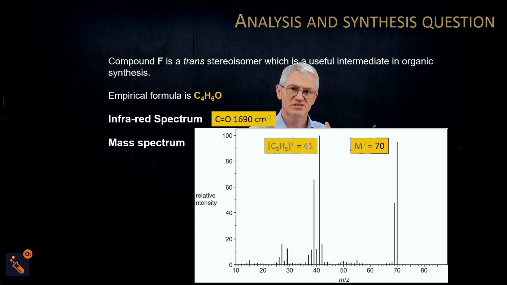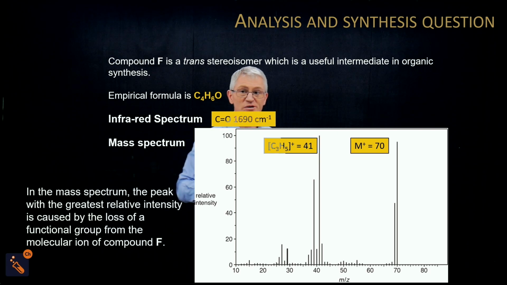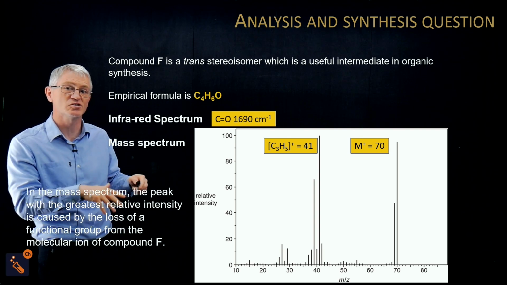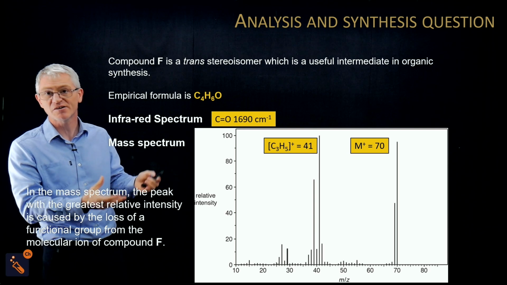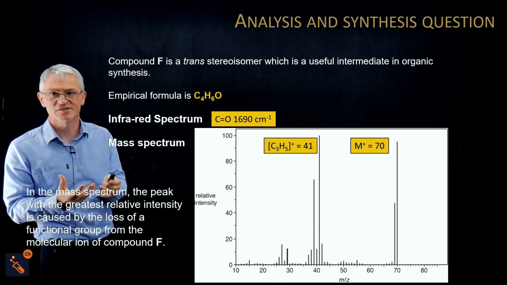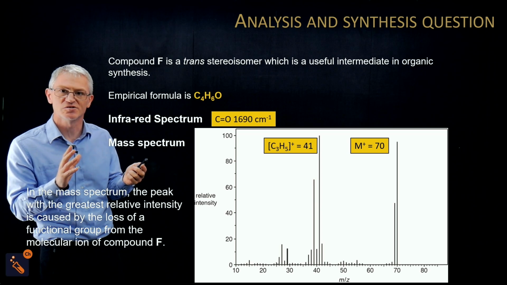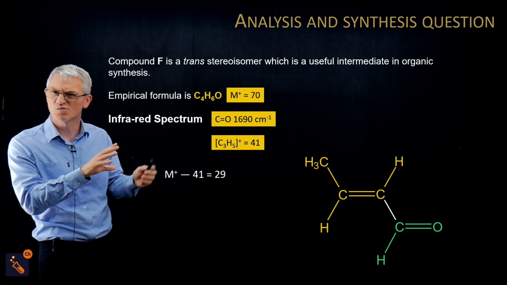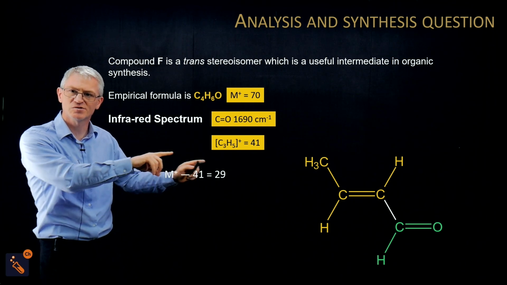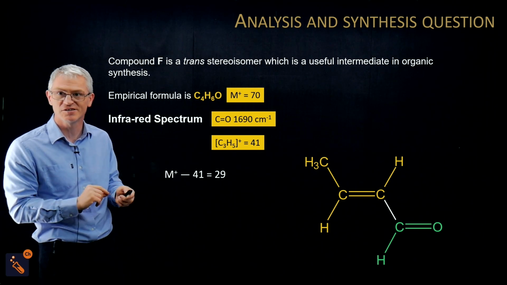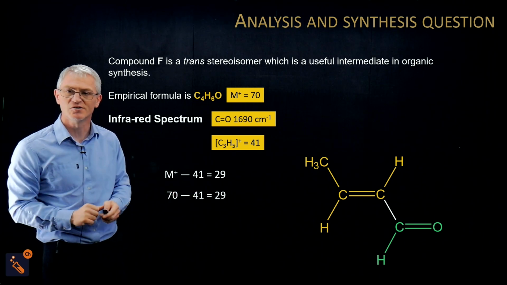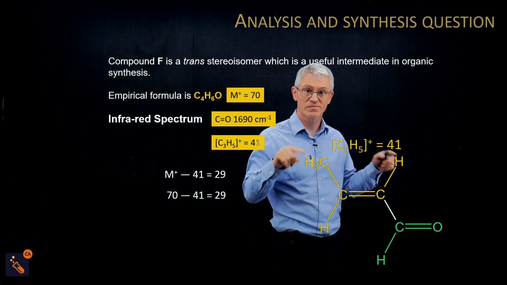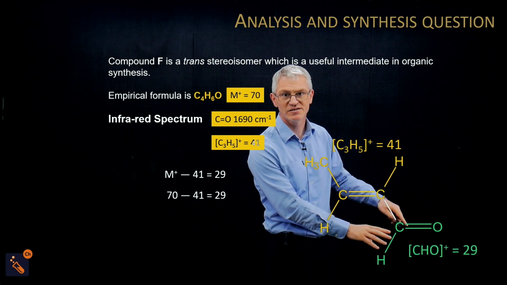Now, let's look at what that is. The difference between those two numbers is 29. So what I'm doing here is the mass spectrum. The peak with the greatest relative intensity is caused by loss of a functional group from the molecular ion of compound F. So the molecular ion is 70. The big peak is 41, so the difference between them must be a fragment that we can identify. So let's do that, okay? And we've given you the answer there. That's the answer, but we'll go through that again. So M plus minus 41 gives 29. So we're looking for something that's 29, and we've colour-coded it there to help you out. 70 minus 41 is 29, okay? And we think that 41 is C3H5, which is the orange. If we look down here, this is the 29.